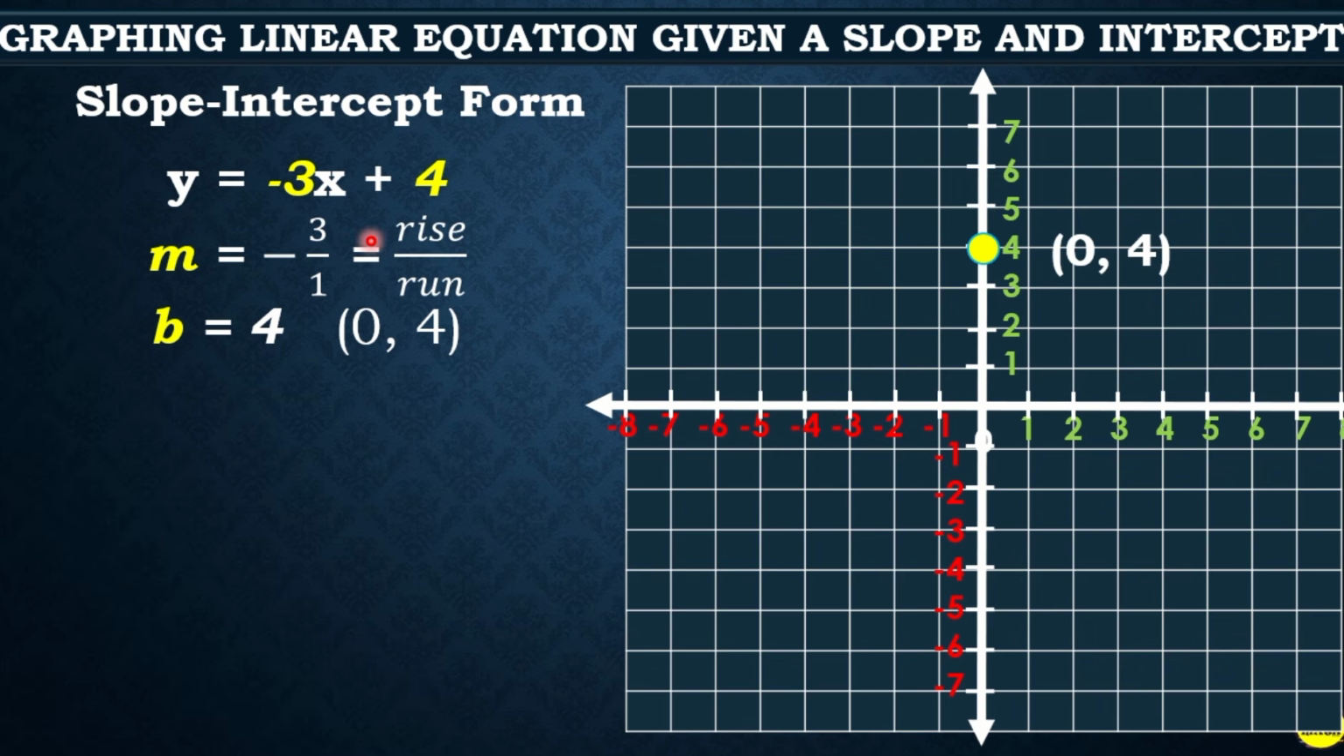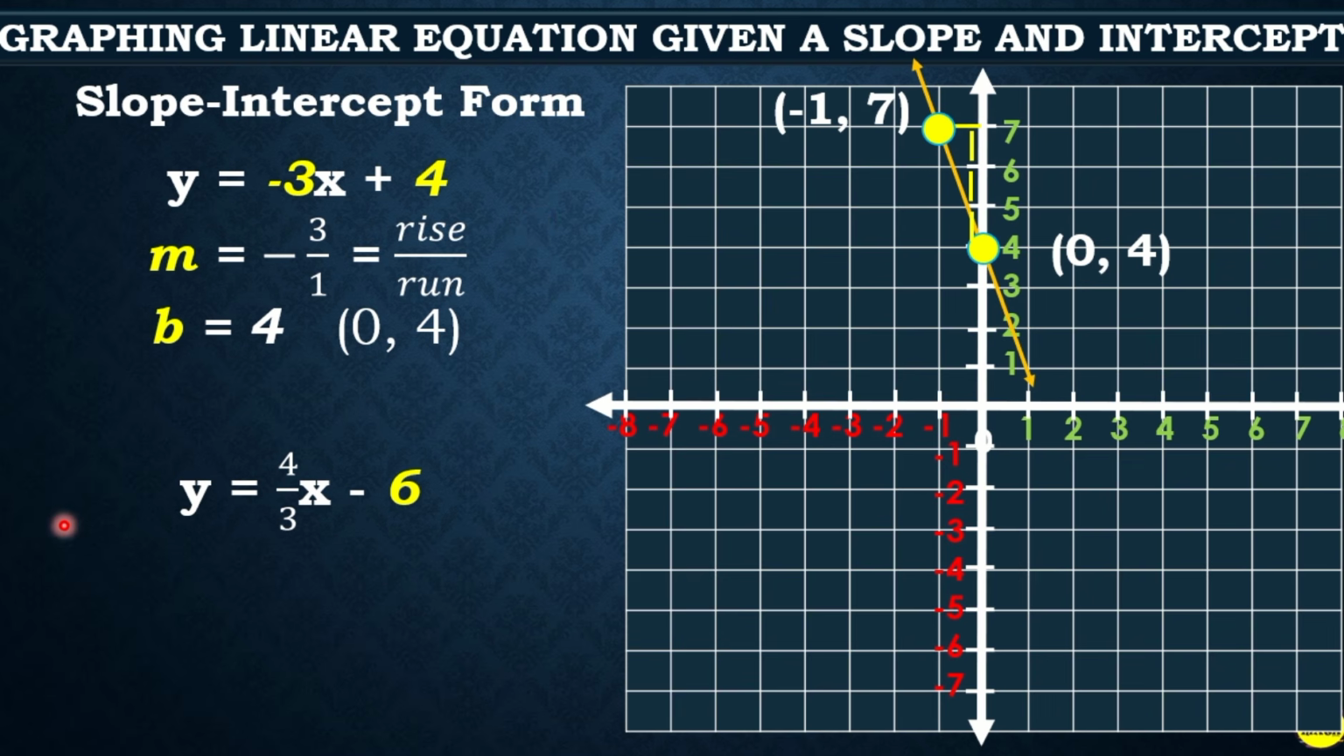Now, rise natin, we have 3. So, we will be moving 1, 2, 3. Okay, so ayun na po. Now, our run is 1. Are we moving to the left or to the right? To the left. Very good. Bakit? Kasi our slope is negative. So, we will be moving to the left once. Okay, isang beses lang. So, this is your point. And this is what ordered pair. This is (-1, 7). Okay, now we can now graph. Ayan po. So, this is the graph of y equals negative 3x plus 4.